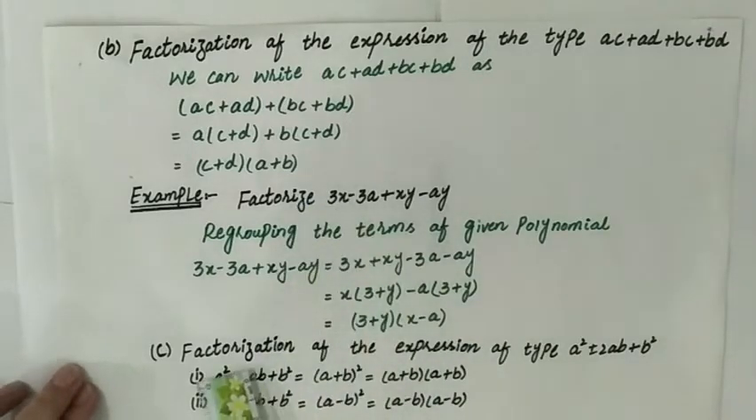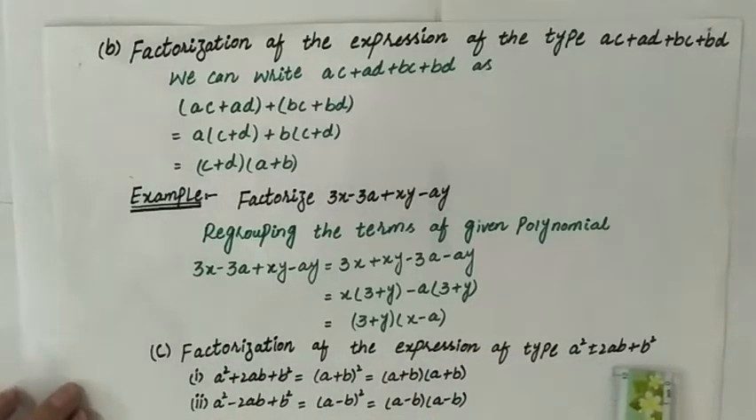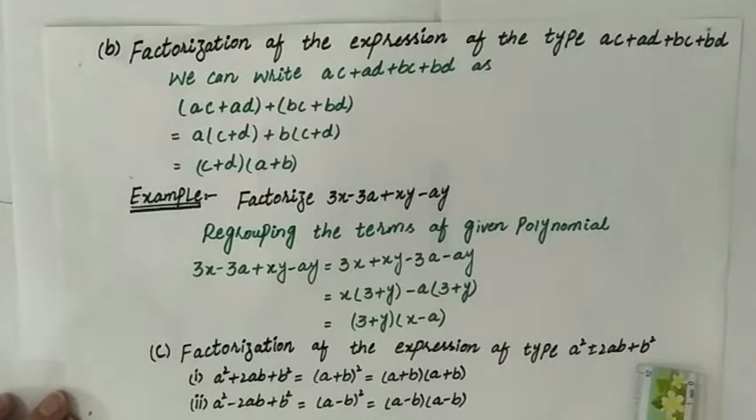Now we will discuss the third type of factorization used in exercise 5.1: factorization of the expression of type a square plus minus 2ab plus b square. We will write this expression in the form of two expressions: first with the positive sign with 2ab and second with the negative sign with 2ab.